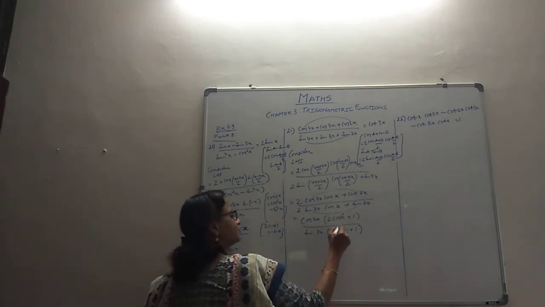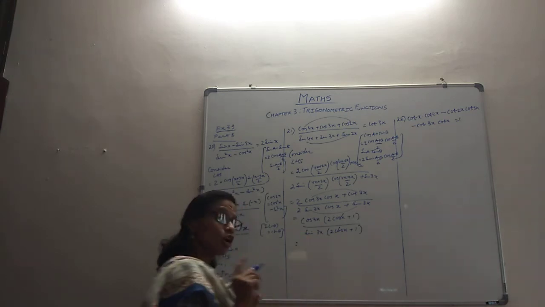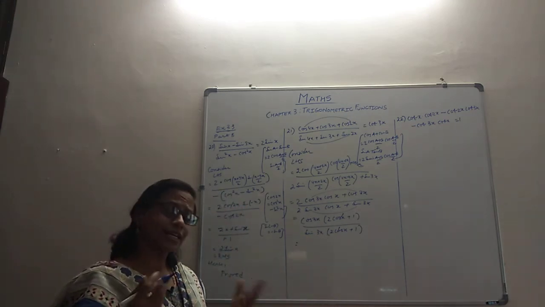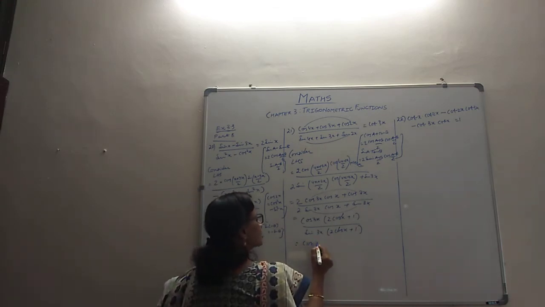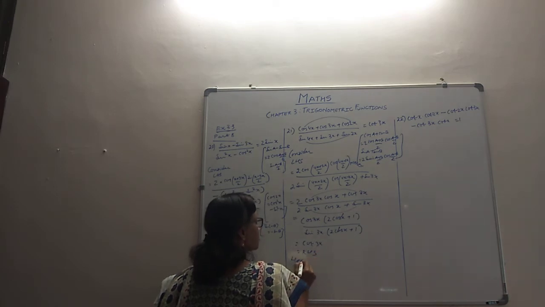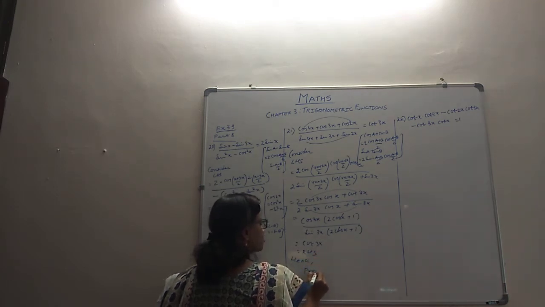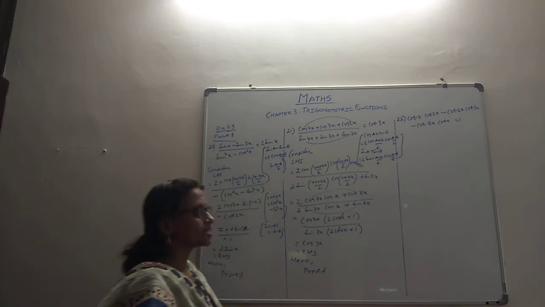So let's cancel. What are we left with? Cos 3x by sin 3x. That is very well cot 3x. So you are done with your work. It is cot 3x, which is also our RHS, and that is how we prove our result. Hence proved. That's about it.